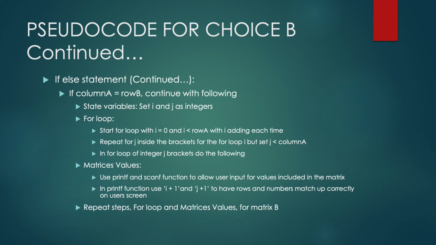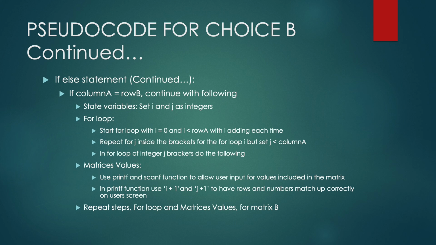To start the if statement, we use the condition: if column A is equal to row B, then we can continue with the following. We will state variables I and J as integers, and those will be used for the for loops in the if statement. We start with the first for loop where I starts at 0 and I is less than row A of matrix A, and I is increased by 1 each time. We repeat this for integer J, which will be inside the brackets of the for loop for I, and have everything the same except that J will be less than column A of matrix A.